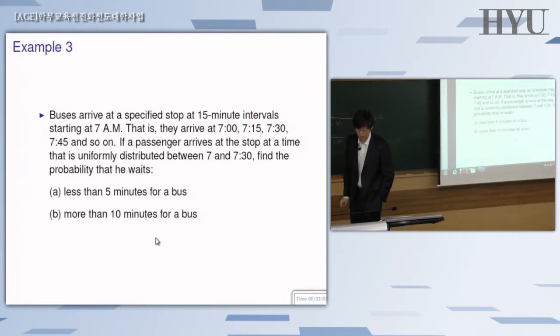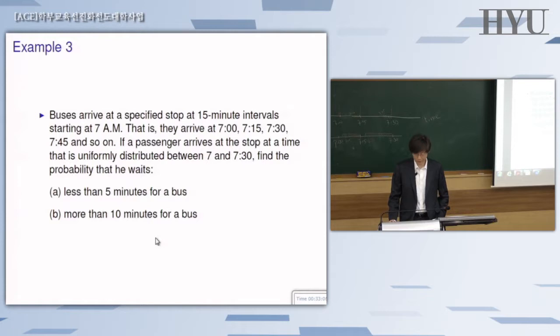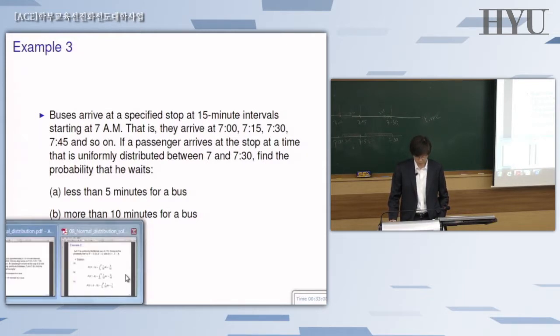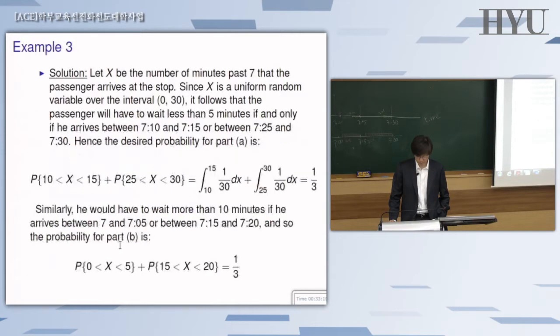So using the uniform distribution, first specify the probability density function of this one, which is this. First define x to be the number of minutes past 7. That one obviously follows a uniform distribution, and the support for this uniform distribution is obviously between 0 and 30. Then you can accordingly specify each probability using this idea.